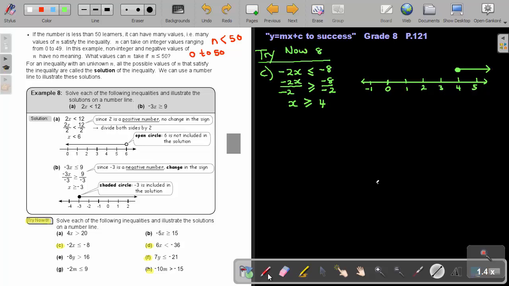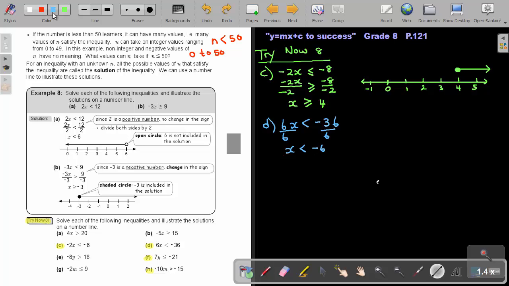Okay, let's look at number D. Just get my pen in order. Number D. Okay, 6x is smaller than negative 36. So I divide by 6 and I divide by 6. Do you see? I divide by a positive. So if I divide by a positive, I leave my inequality sign. So x is smaller than negative 6.